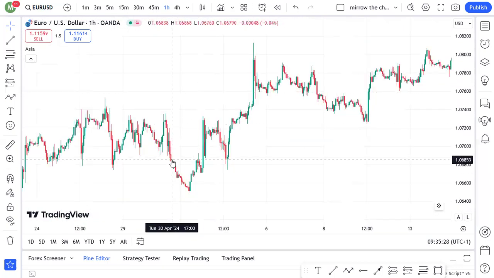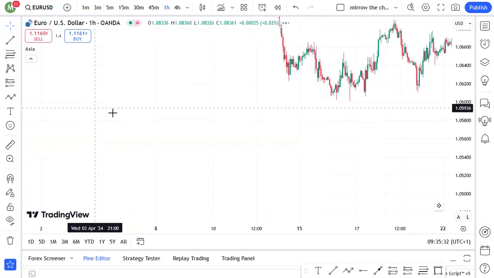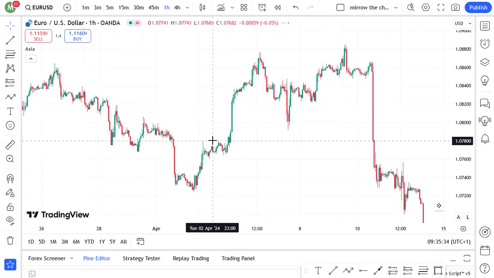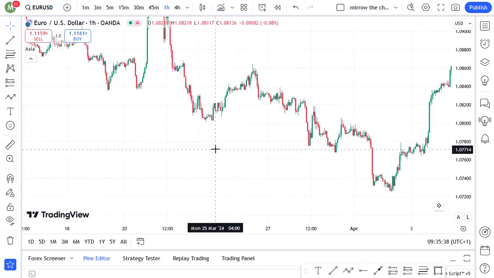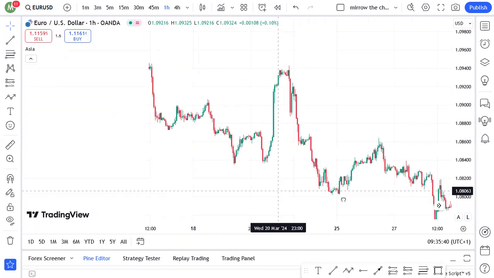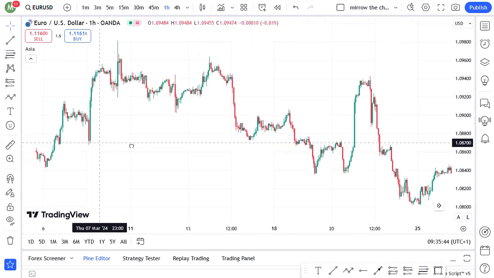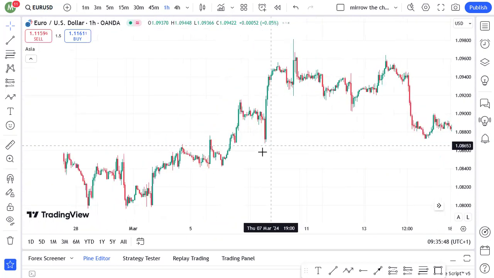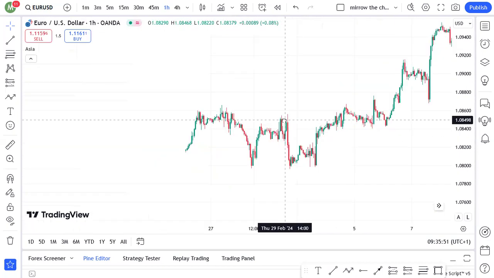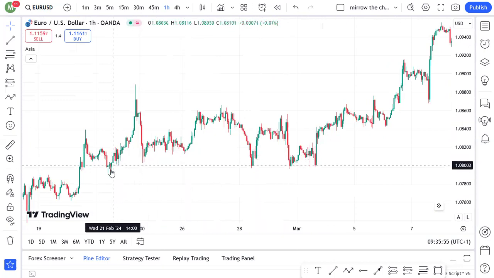This is April. Let's keep on going. This is April, May, June, July, August, September. This is 5 months data. Okay, now let's use this 5 months data. March, that's March, this is 6 months data. February, this is 7 months data.